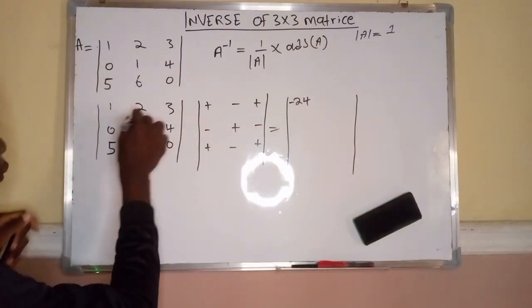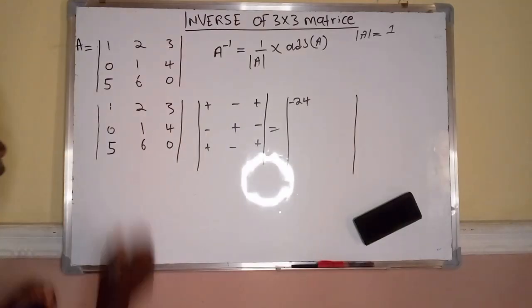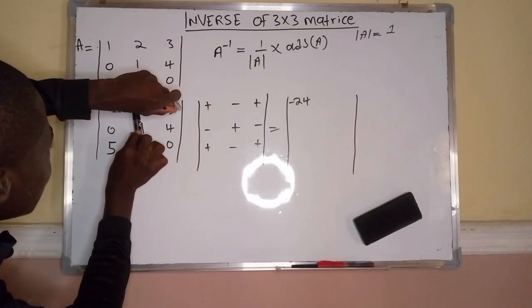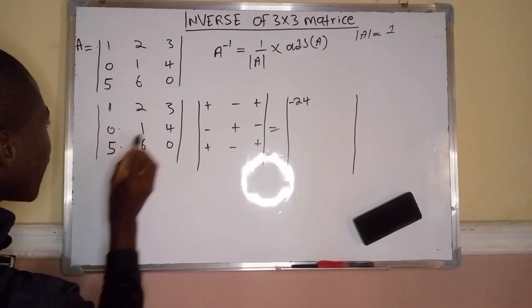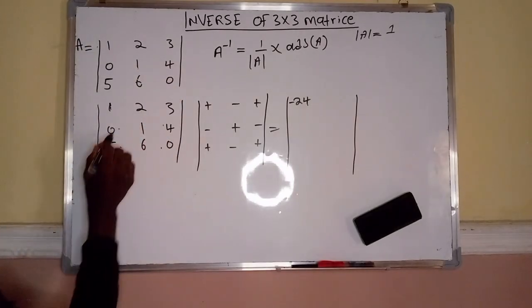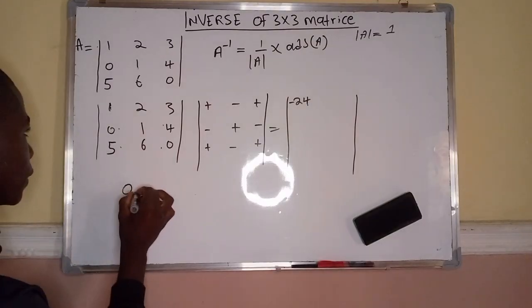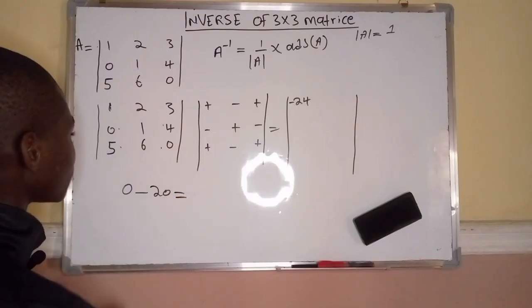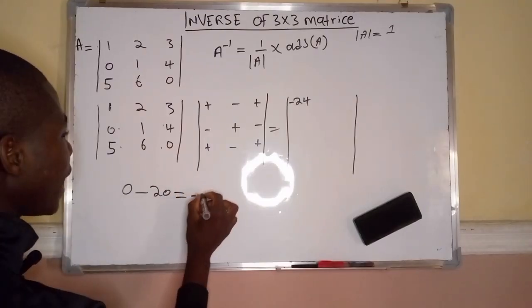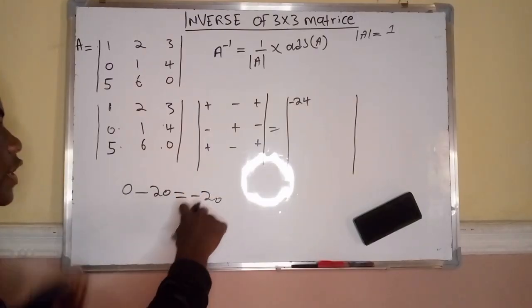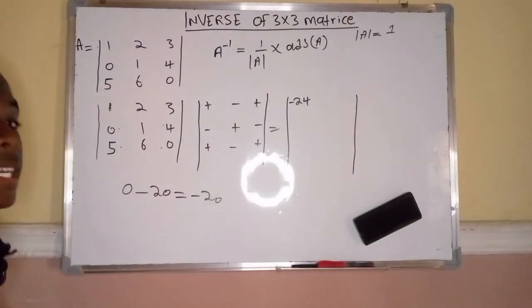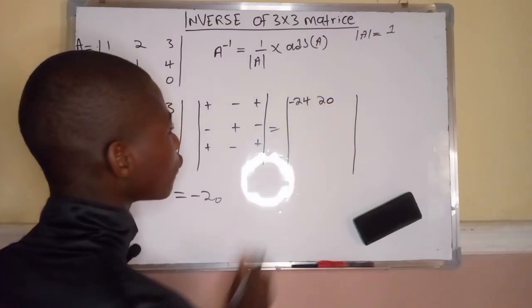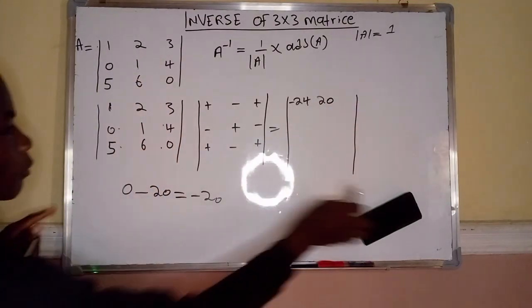So let's find the minor of 2 and multiply with this negative sign. I will delete this row and column, so I'm having 0, 5, 4 and 0. Therefore 0 multiplied by 0 is 0, minus 5 multiplied by 4, which is 20. So I'm having minus 20, multiplied by the negative sign. Minus minus becomes positive, so I'm having positive 20 here.